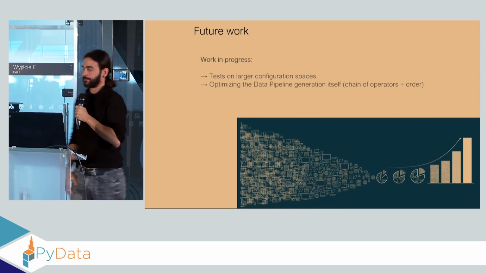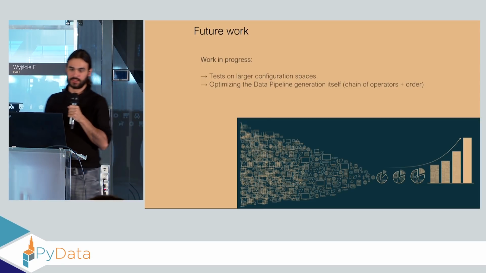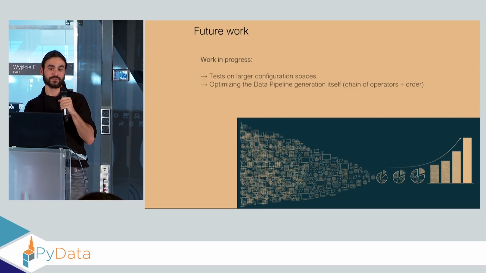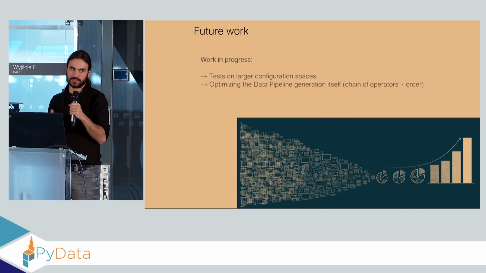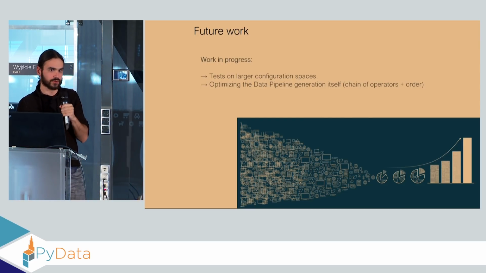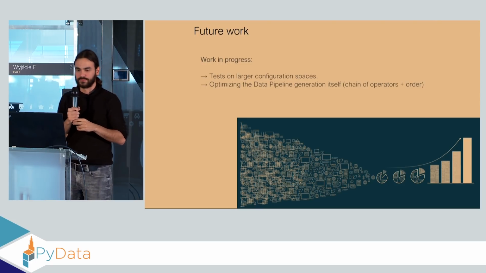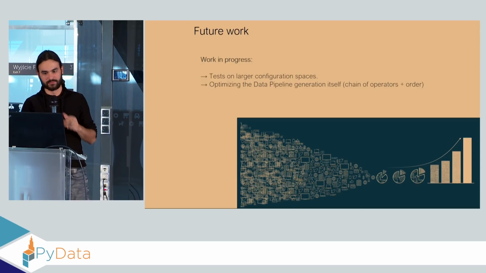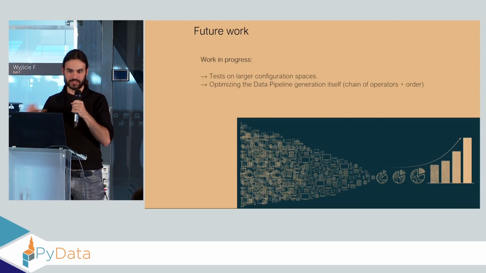So the future work, actually work in progress that is done and submitted, is to test on larger configuration spaces where you cannot visualize and you also cannot calculate the optimal value, just because they are much bigger. We have some configuration spaces that are 10 to the power of 100, these kinds of things. So of course you cannot look directly at each configuration.